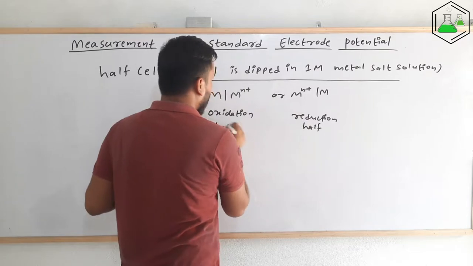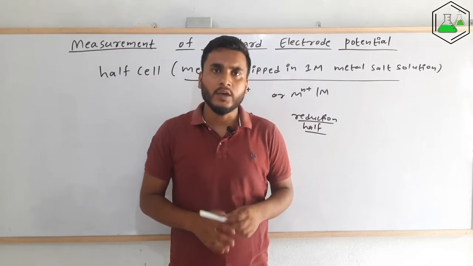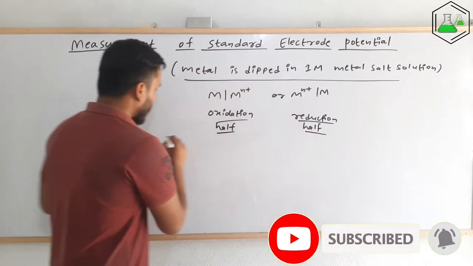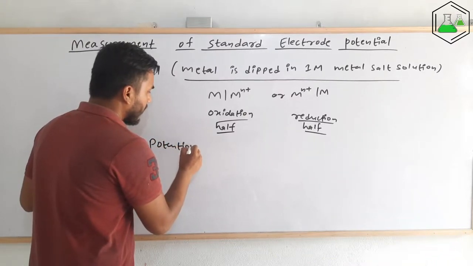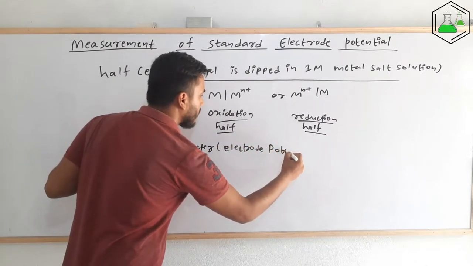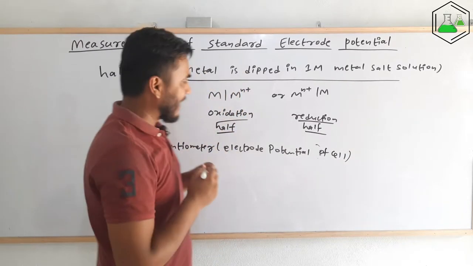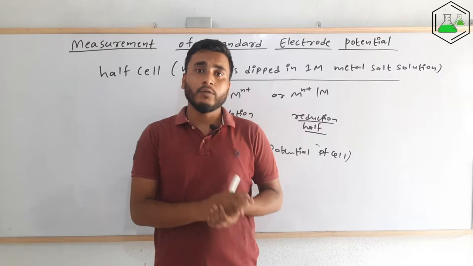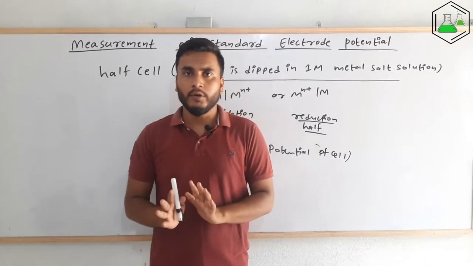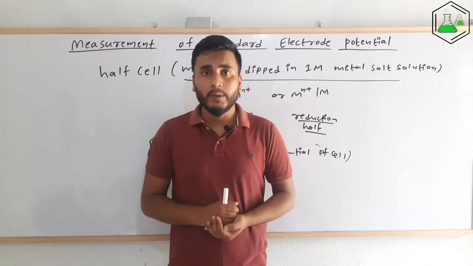So after making the half cell, we need to couple it with a reference electrode. Example: standard hydrogen electrode SHE, whose electrode potential is a known value. Then we need to compare the value. Simply what we do, we use a potentiometer to get the value of the electrode potential of the cell. And after finding the value of the electrode potential of the cell, we can easily find out the value of any half cell, that is the value of electrode potential of the experimental electrode. So to understand properly, let's find out the standard electrode potential of zinc electrode and copper electrode one by one.